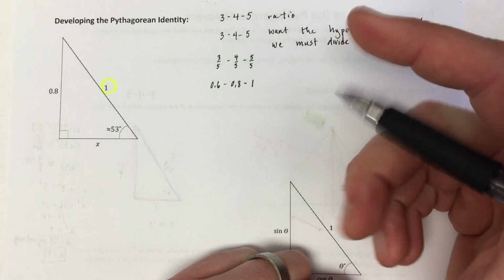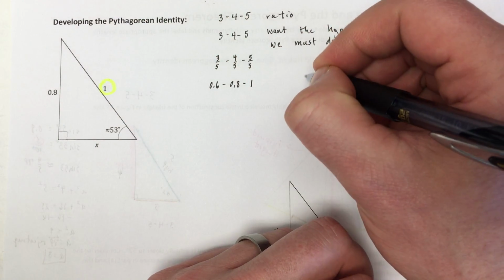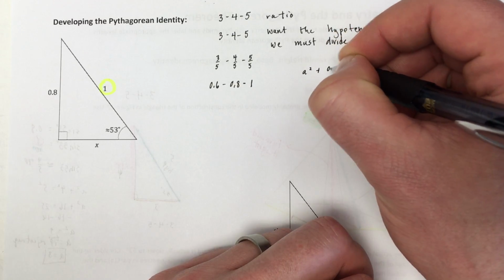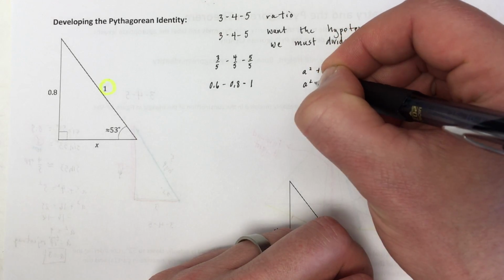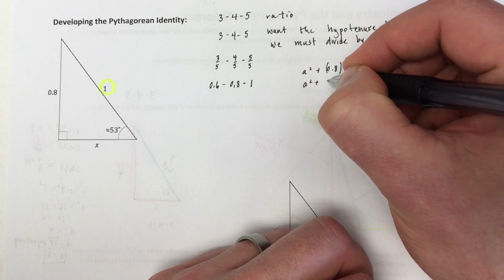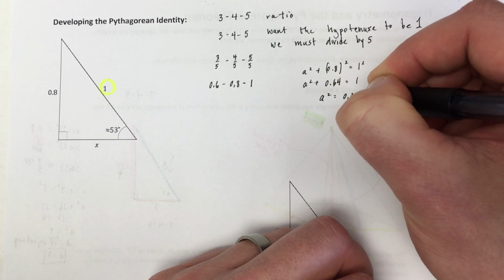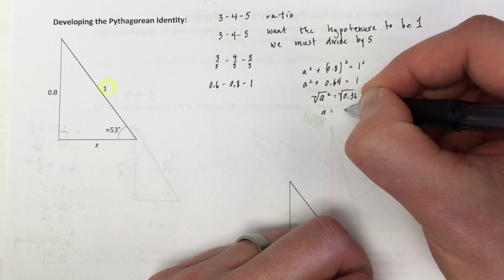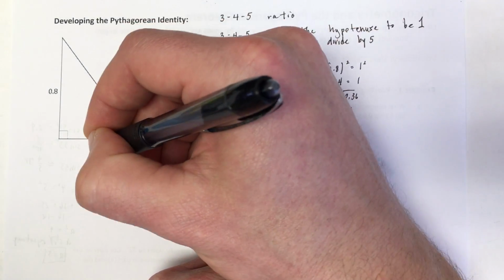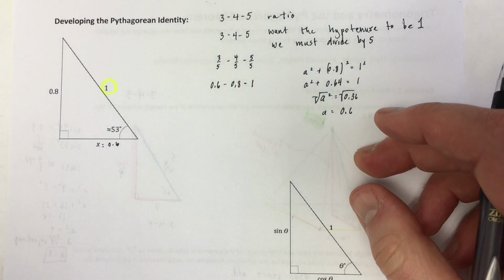But let's just say we didn't have all that information. We only had what we have here. We can prove this with the Pythagorean theorem. So a squared plus 8/10 squared equals 1 squared. A squared plus 64/100 equals 1. A squared equals 36/100. If I take the square root of both sides, a is equal to 6/10. And so x is equal to 6/10. And we knew that at the beginning from our Pythagorean triple anyway.